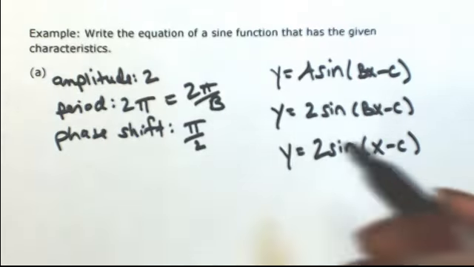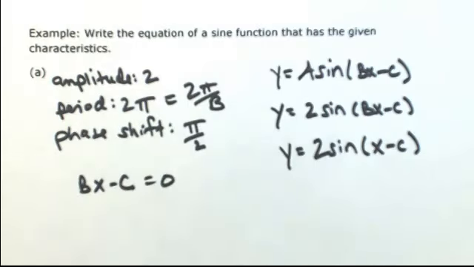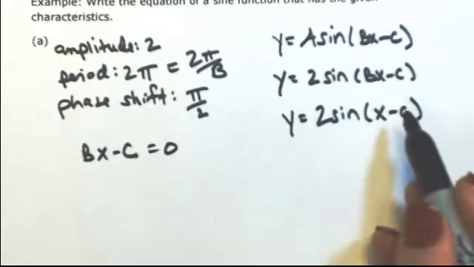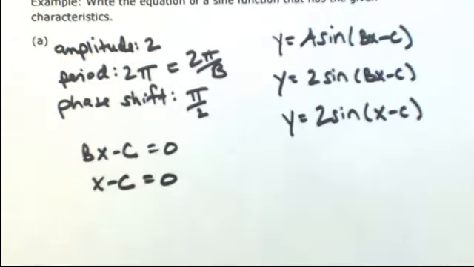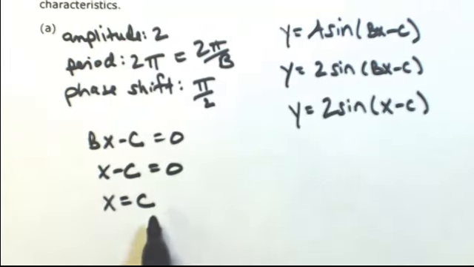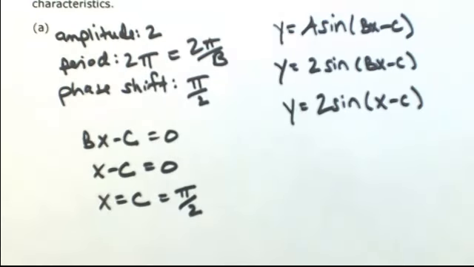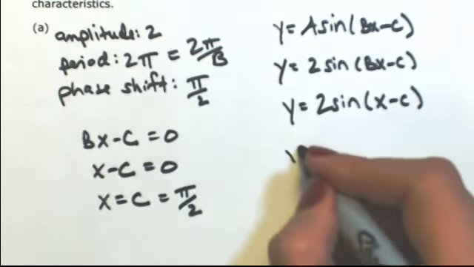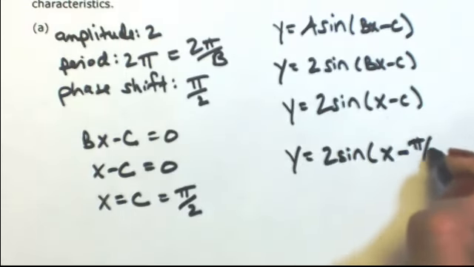Phase shift is found by taking the bx minus c and setting it to 0. We've now determined that this is x minus c, set to 0. So the phase shift is going to be whatever c is, and we're told that the phase shift is pi over 2. So now I know what c is, so y is equal to 2 times sine of x minus pi over 2.